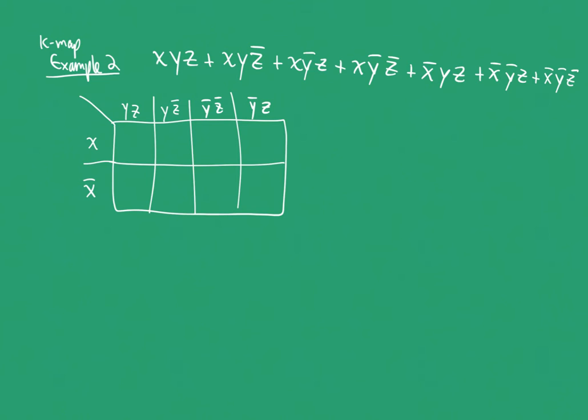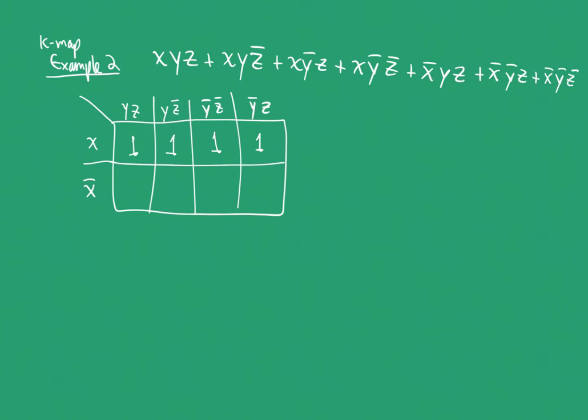All right, xyz, that's a 1 right here. xyz bar, that's going to be a 1 right next to it. We have x, y bar, z. So that's still the first row. Y bar z, that'll be that last spot in the first row. Next, x, y bar, z bar. Okay, that means the first row is completely full now.